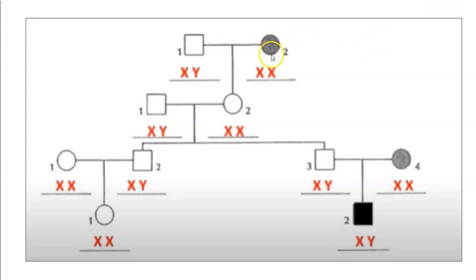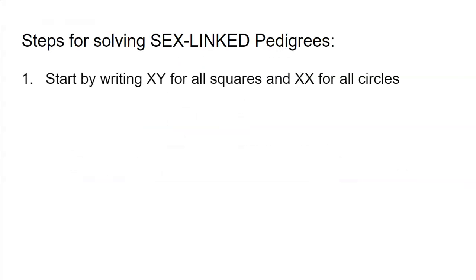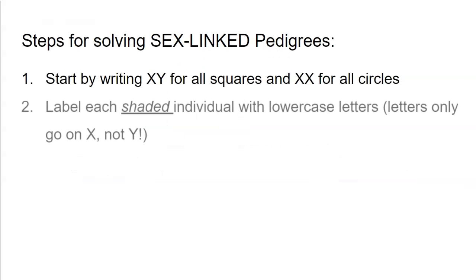So you'll notice I filled in for all the circles, we have XX. And for all of the squares, we have XY. At this point, it doesn't matter if they're shaded or not. They're all going to have an XX or an XY. So we just did step one.